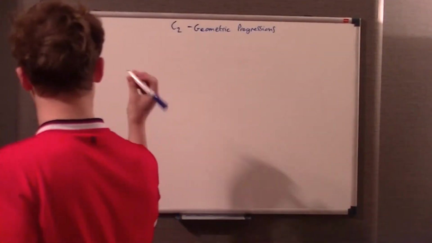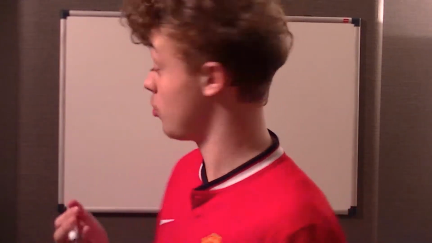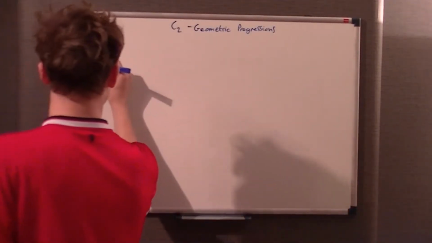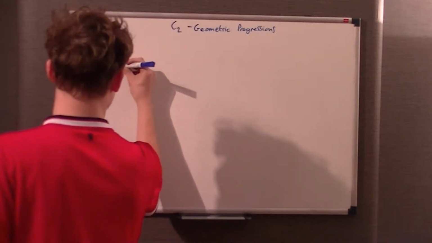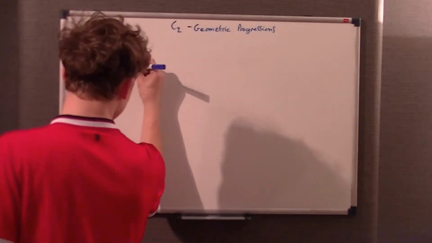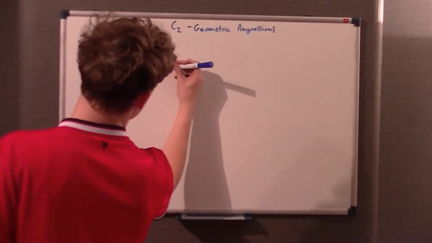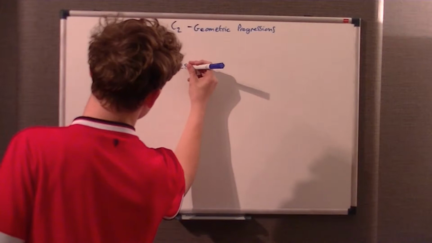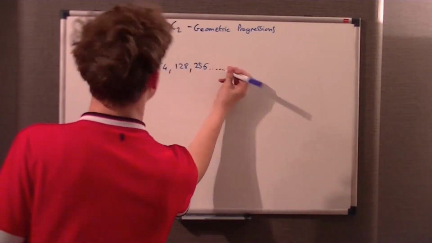So I'll create a standard sequence. It's going up by times 2 each time: 2, times 2 is 4, times 2 is 8, times 2 is 16, times 2 is 32, times 2 is 64, times 2 is 128, times 2 is 256, and so on.